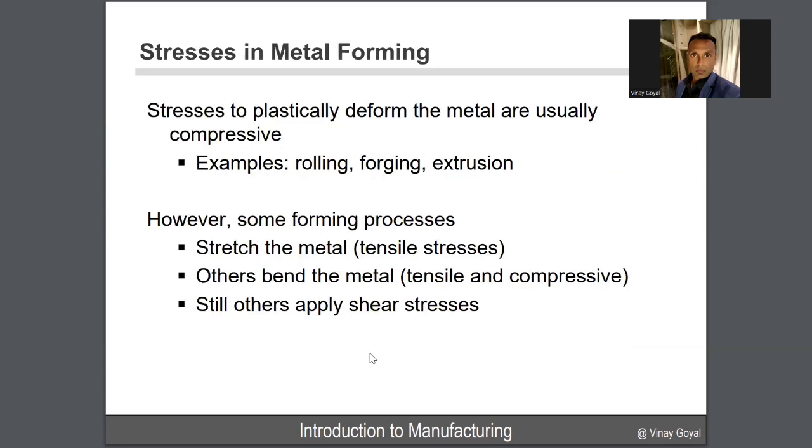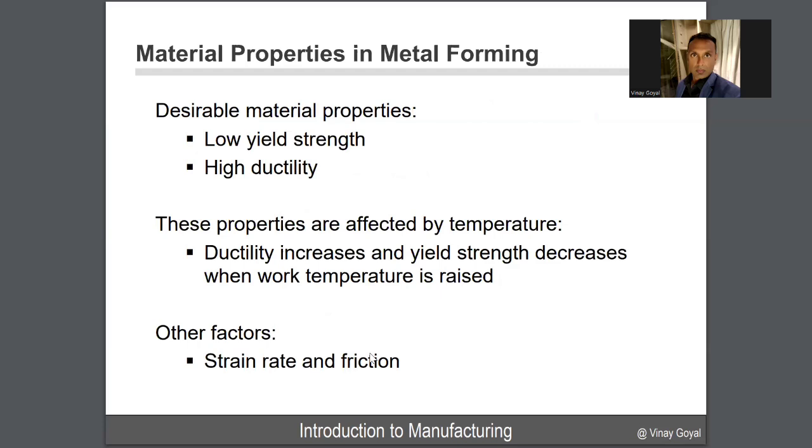Stresses need to be developed to get into a plastic zone. And usually to plastically deform the metal, we have to apply compression stresses, and we'll see some examples of that: rolling, forging, and extrusion. However, there are some forming processes where we need to stretch the metal, like bending the tube. One side of the tube will be bent and it will cause tension, and the other side of the bend will be in compression. And then there are other processes where we apply shear stresses, and we'll look at some of them.